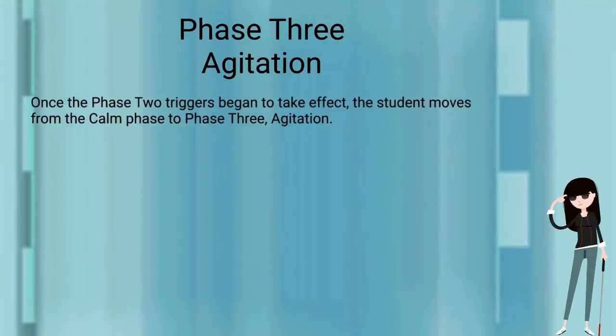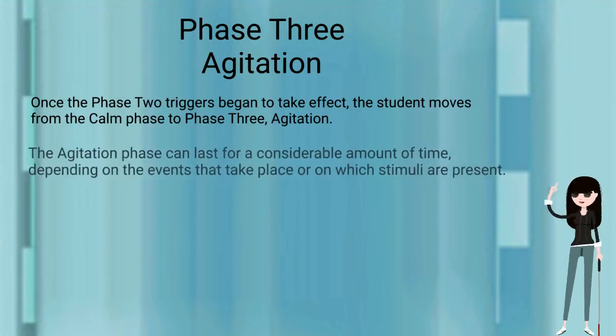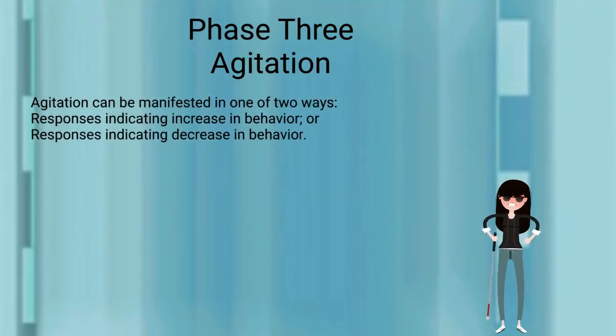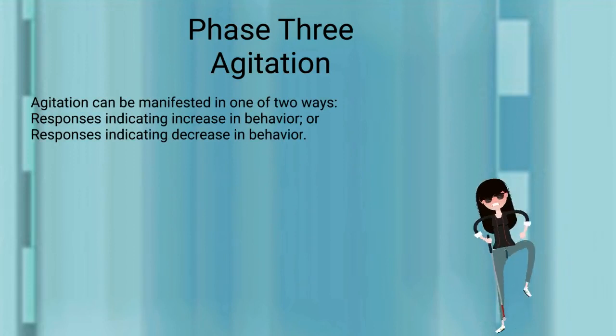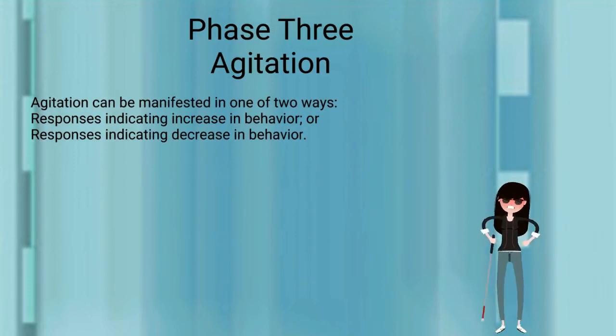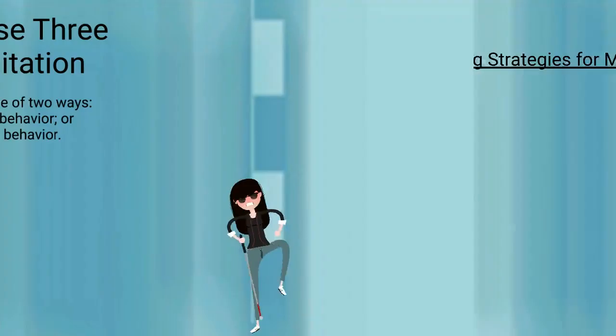Once the Phase 2 triggers begin to take effect, the student moves from the calm phase to Phase 3, agitation. Agitation can be manifested in one of two ways: responses indicating an increase in behavior or responses indicating a decrease in behavior.